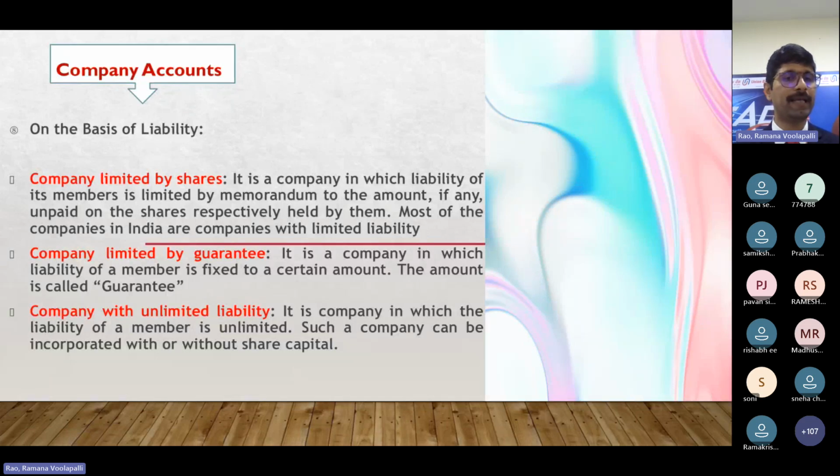Company limited by guarantee: a company in which the liability of the member is fixed to a certain amount. The amount is called the guarantee. Those companies are called companies limited by guarantee. Company with unlimited liability: a company in which the liability of the members is unlimited. Such a company can be incorporated with or without share capital. So basically the company limited by shares is what is operational in India majorly.